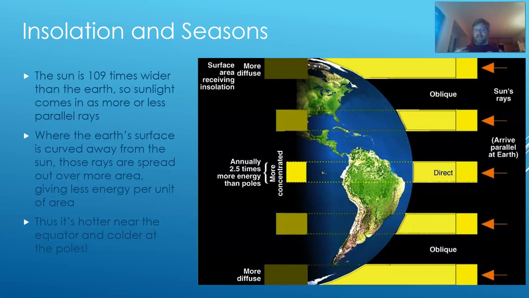So that means you have less solar energy per unit of area. Right? The energy is less dense. There's less of it in any one spot when you're closer to the poles. Thus, one of our very basic elements of climate: it's warm near the equator and it's colder near the poles, and in between when you are in between.